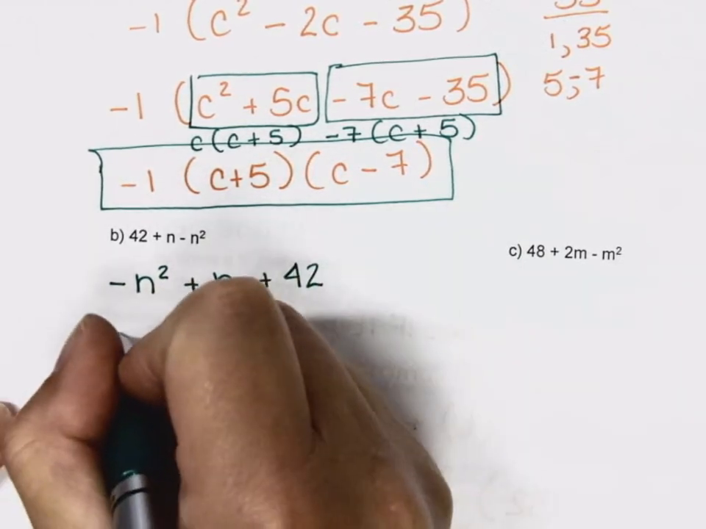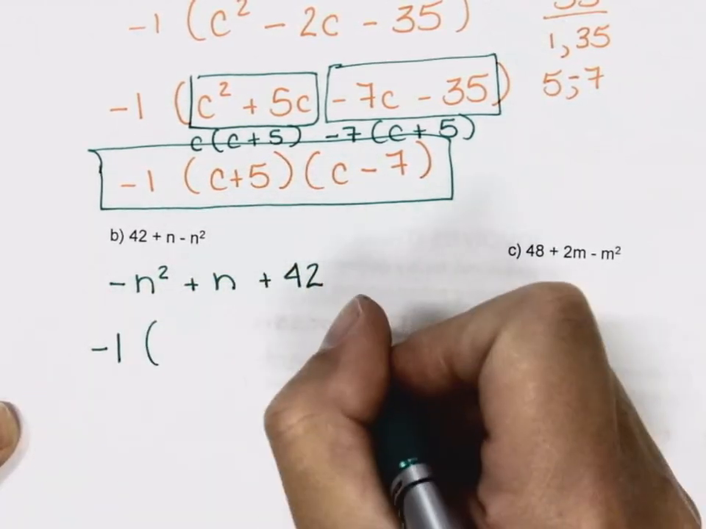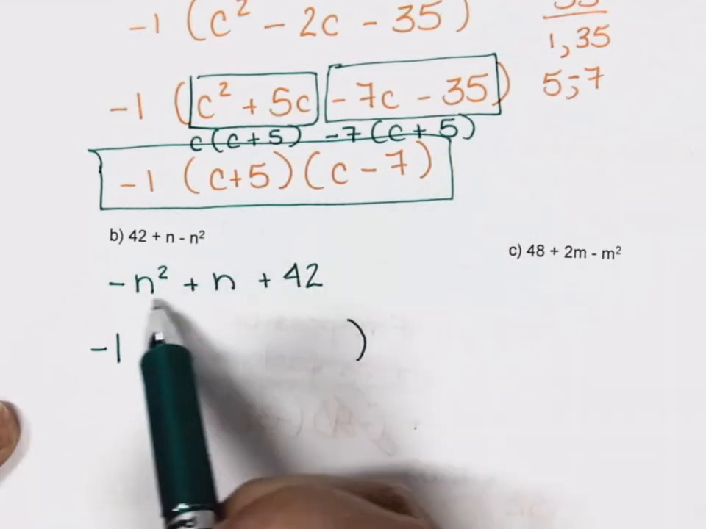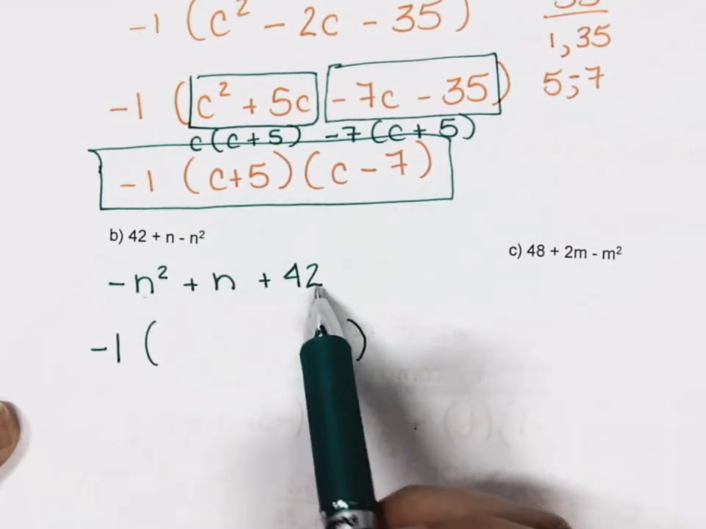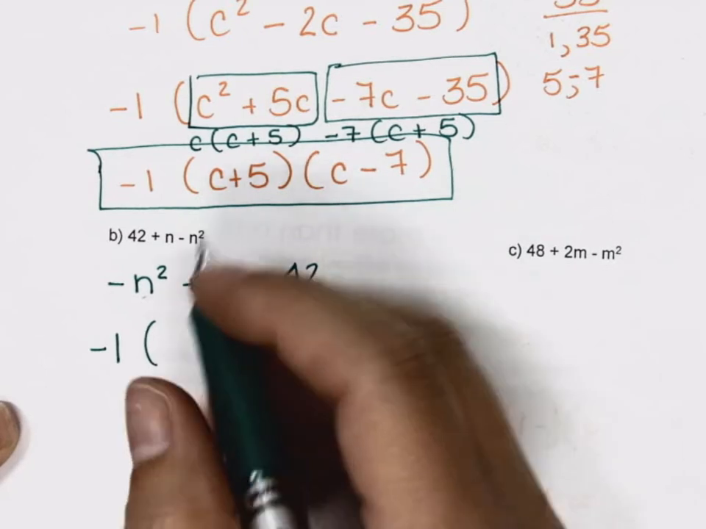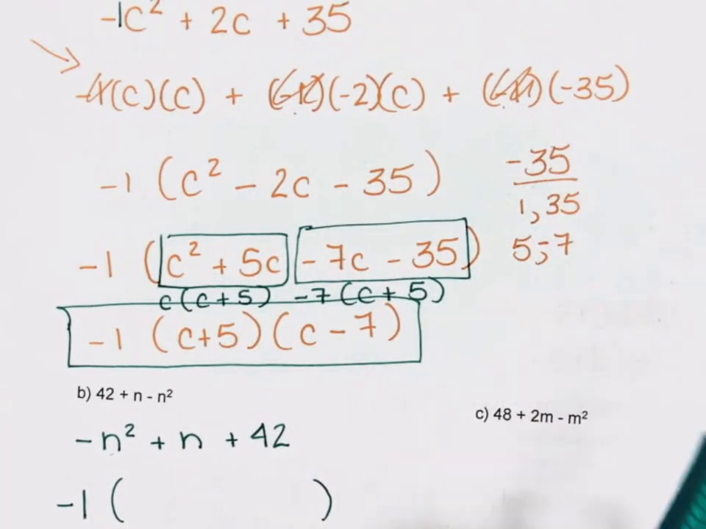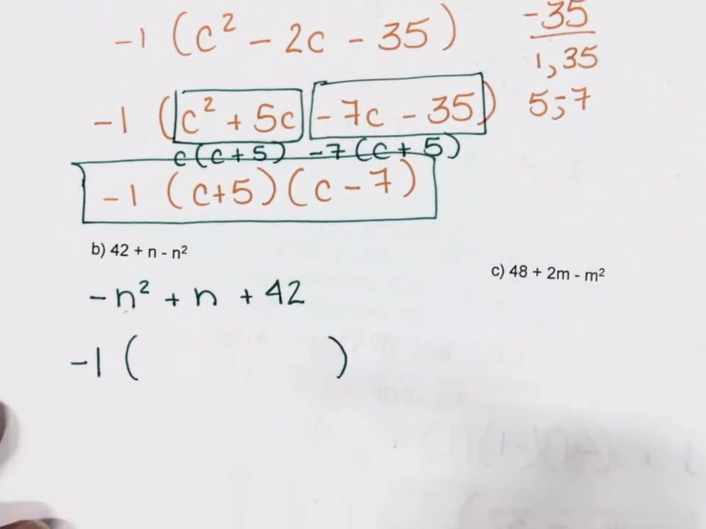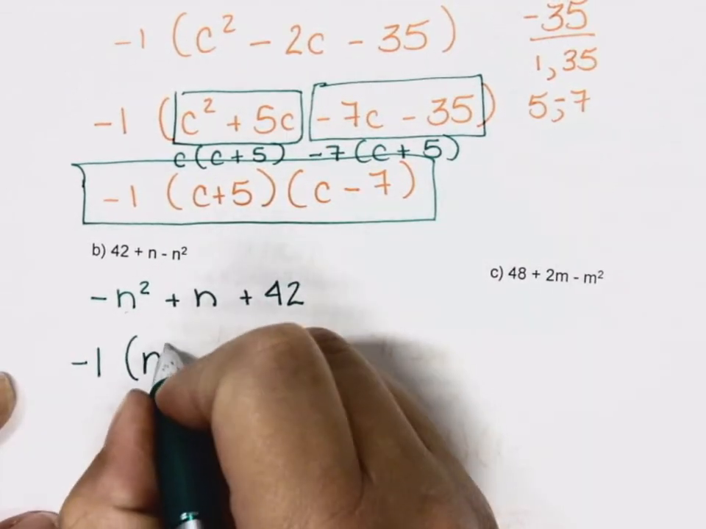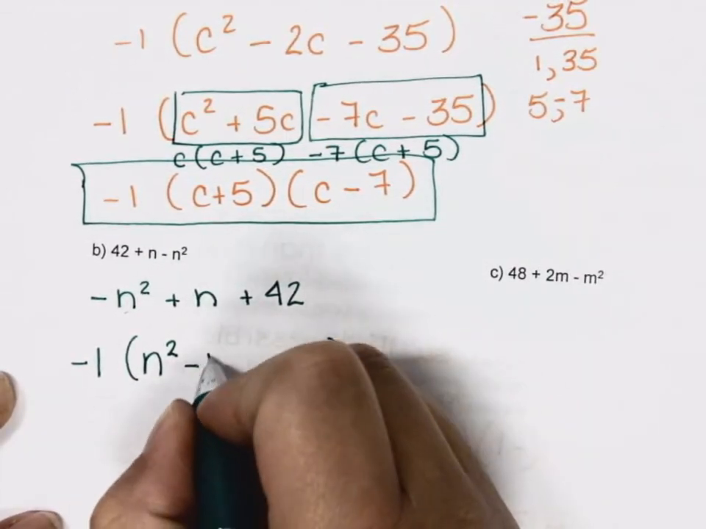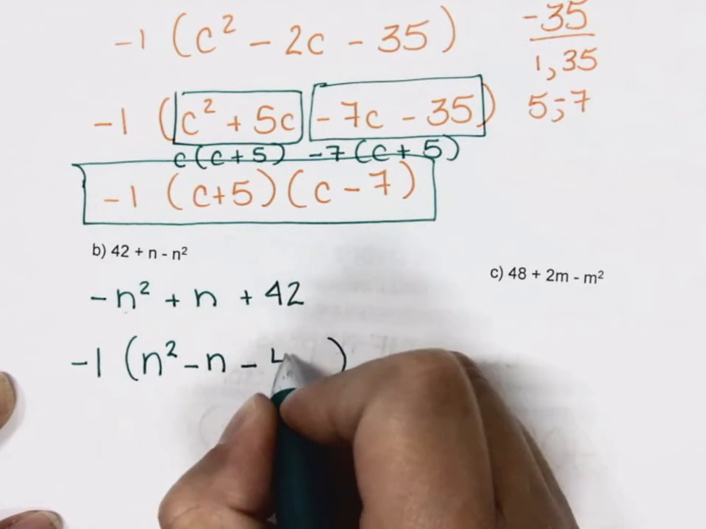And I'm going to do it the quick way, ladies and gentlemen. I'm going to take that negative 1 out. And all that does is change the signs of every term. So I'm not going to do that big expansion like we did up here. I trust my math, and this is going to change to an n squared minus n minus 42.